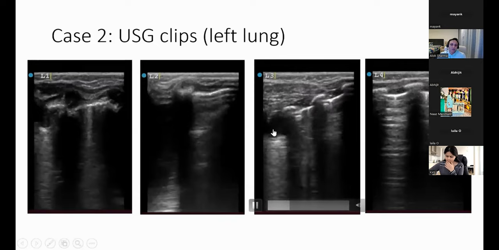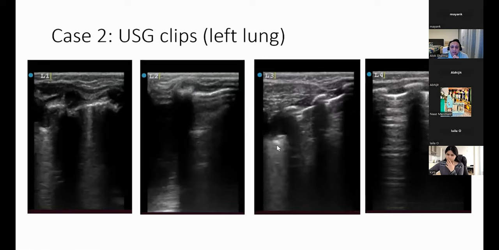But more importantly, what I've got is a complete whiteout zone over here. No air bronchograms, no fluid bronchograms, and a complete area of opacification with consolidation at the top. So for me, this would go more in favor of atelectasis as compared to just pure consolidation. But the important marker here is you can't see pleura at all. So that's great. Well done.